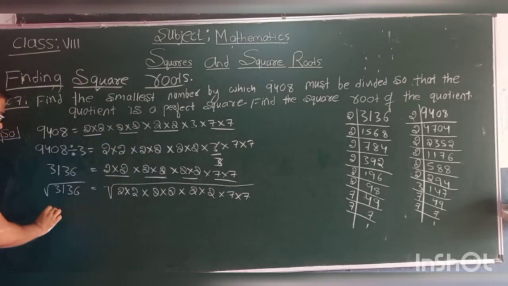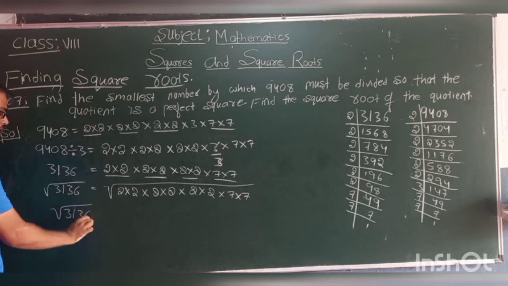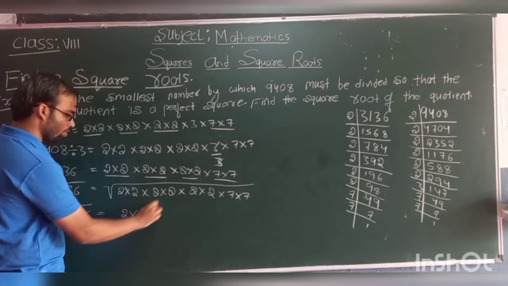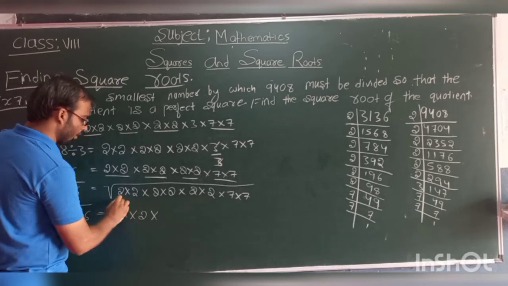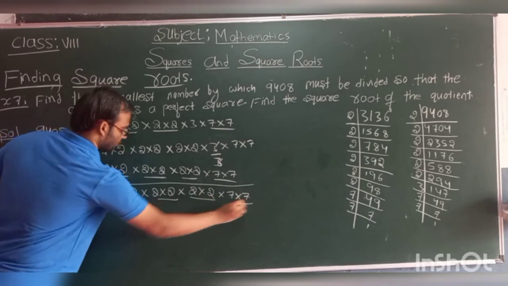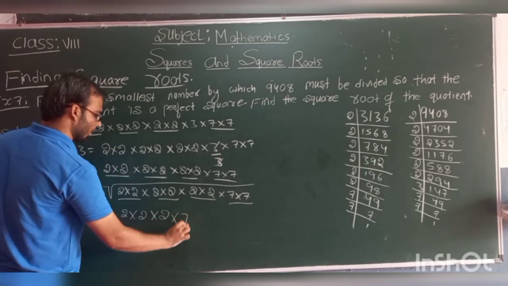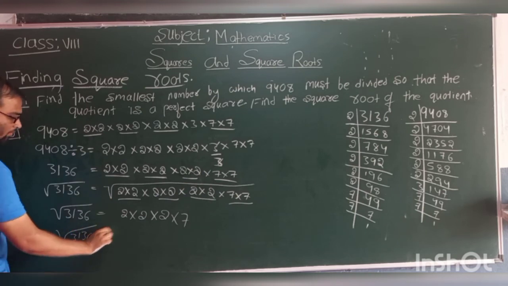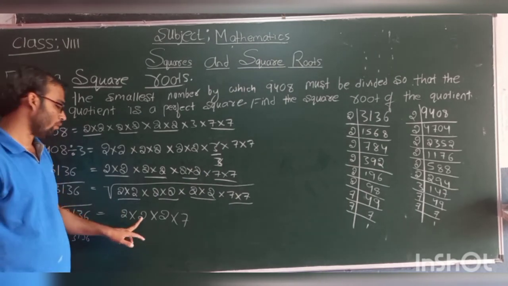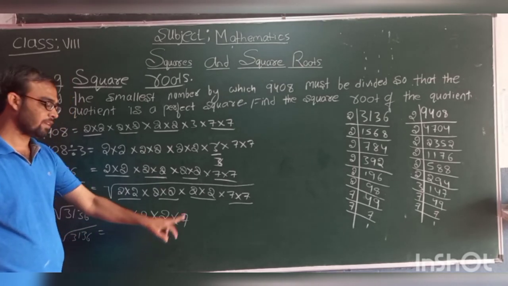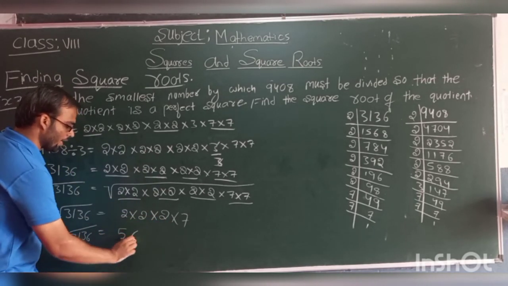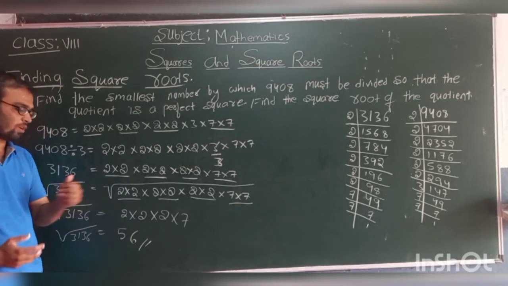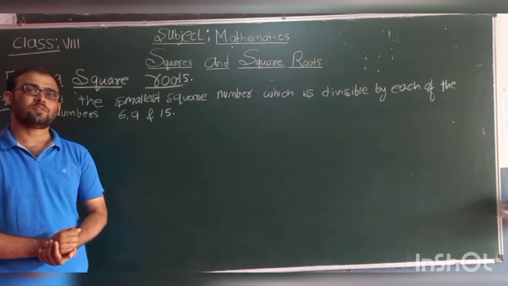Now students, in order to find the square root, what we need to do? We need to take the numbers from this: 2, 2, take only one number from each. Okay, so 2, 7. 2 2s are 4, 4 2s are 8, 8 7s are 56. It means the square root of the new number, that is 3136, is 56.